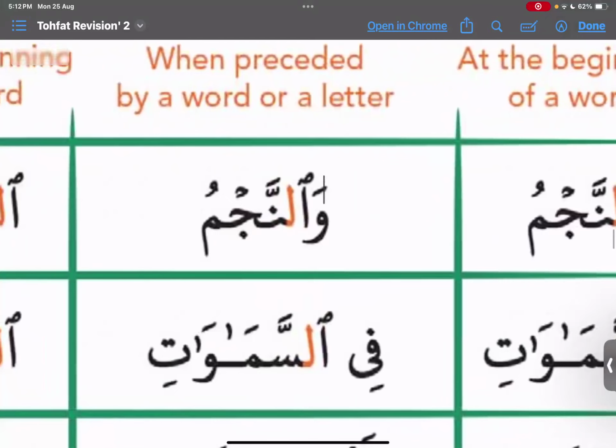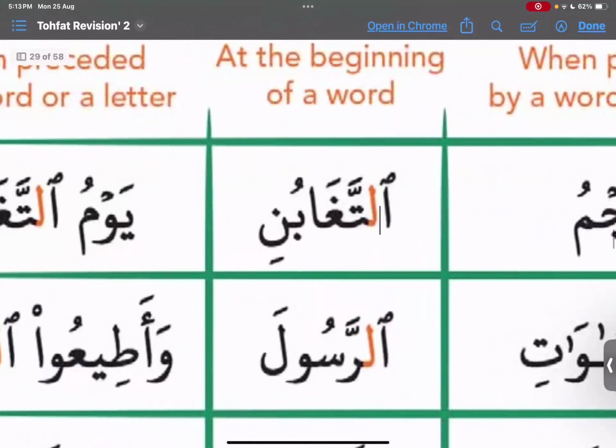Over here, the alif is not the beginning of the word. The beginning of the word is the waw. So this alif is a connector. And when the alif becomes a connector, it means it becomes silent, meaning both the alif and the lam become silent. I go from the waw straight to the nun. Wan-najm.